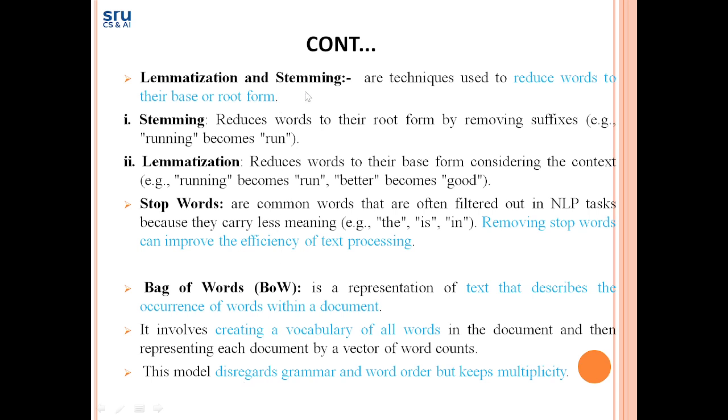Lemmatization and stemming. These are used to reduce words to their base or root form. Stemming reduces a word to its root form by removing the suffix. Take the example here, running becomes run. Lemmatization reduces words to their base form corresponding to the text. Running becomes run, better becomes good.